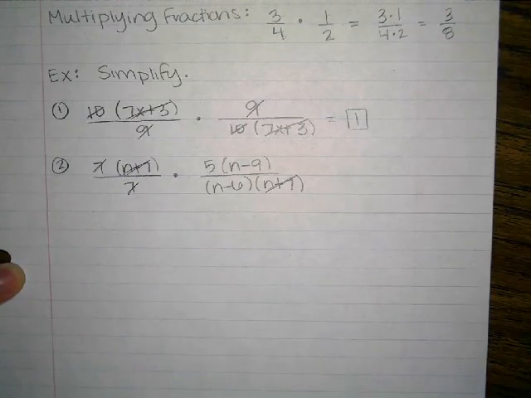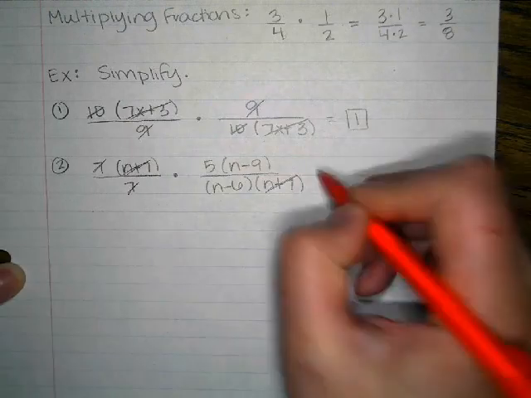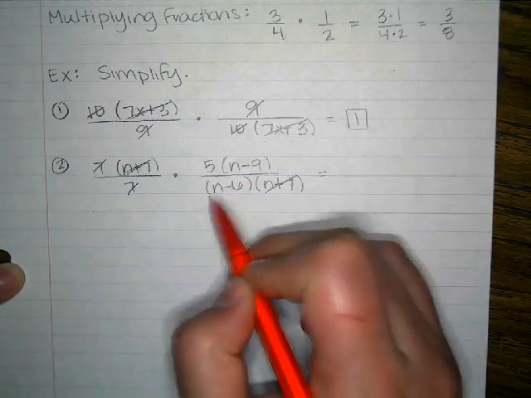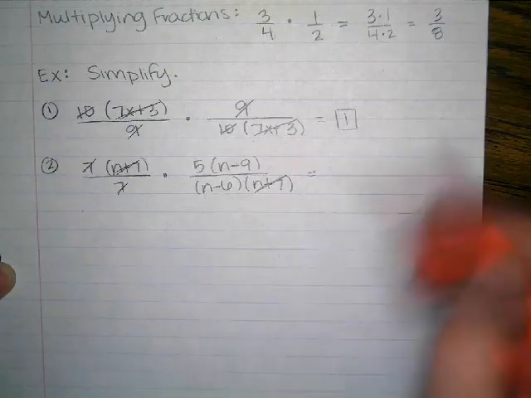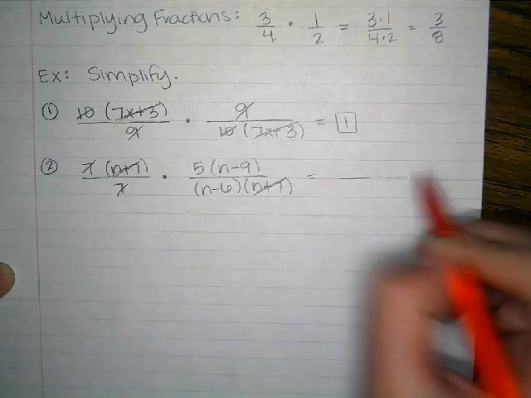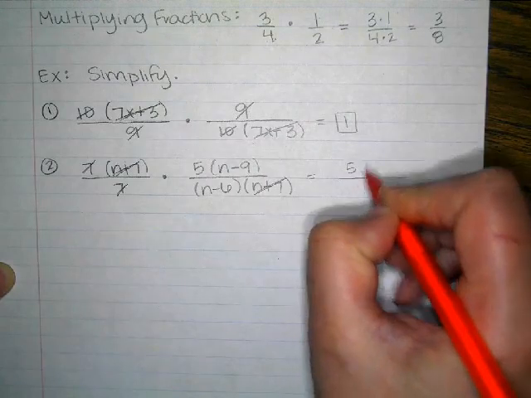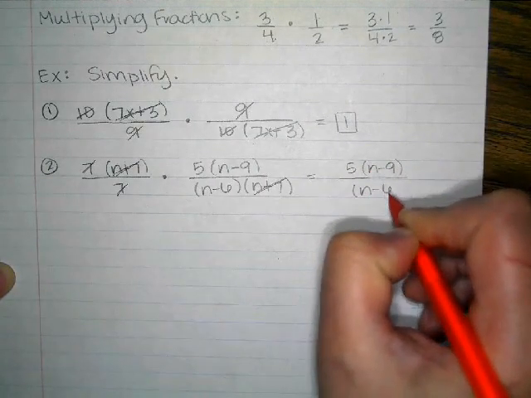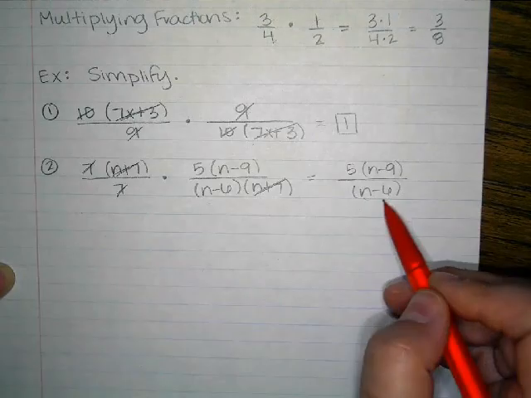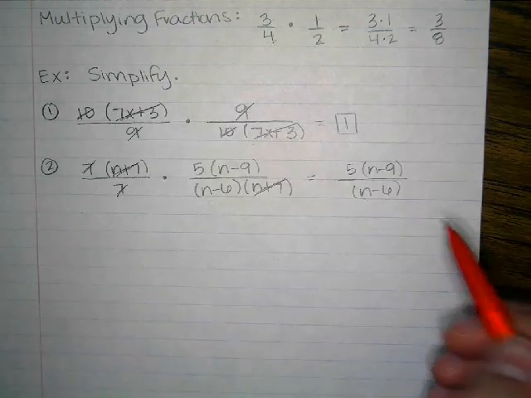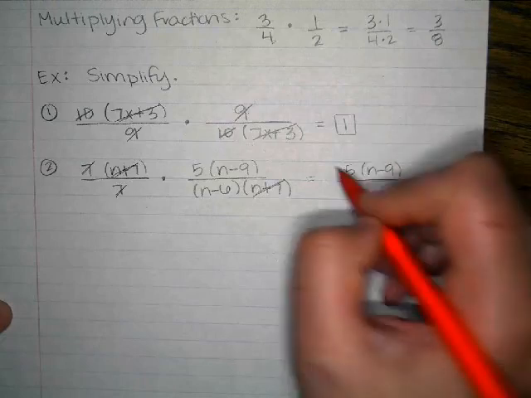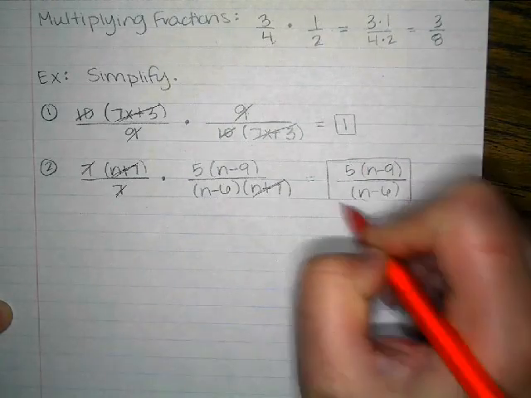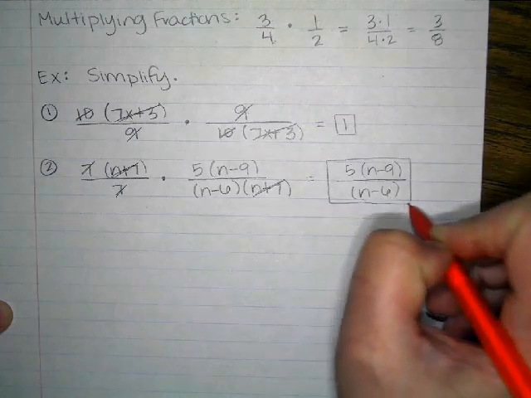At this point, there's nothing else that's identical, and so now anything that's left on the top, we stick on the top, anything that's left on the bottom, we stick on the bottom, and then we say we're done. So 5 times (n minus 9) over (n minus 6). The bottom could have used the parentheses, or not. It didn't really matter. So this is my final answer. Just like yesterday, we just have two fractions instead of one fraction.